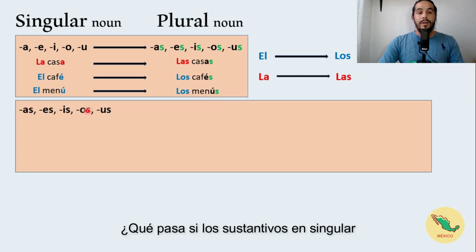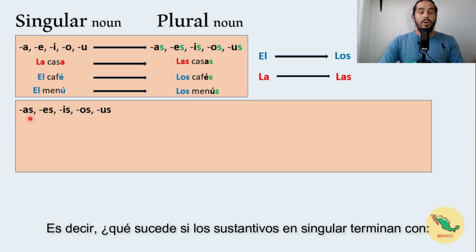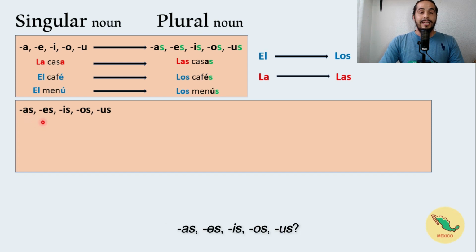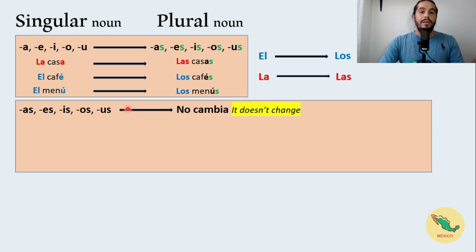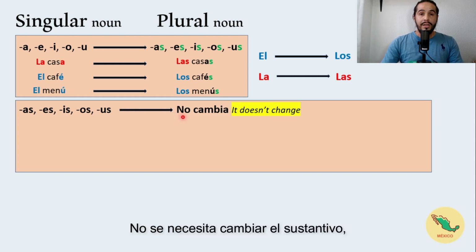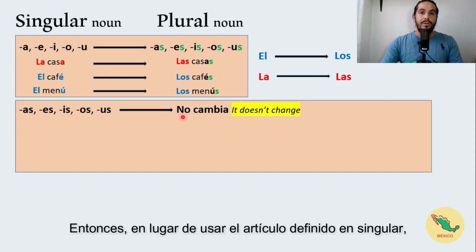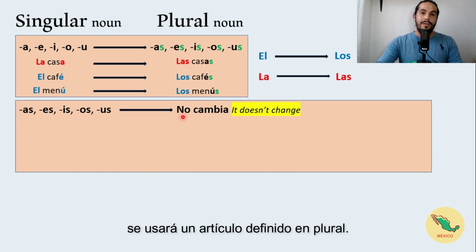What happens if the singular nouns already have the consonant s at their ends? So what happens if the singular nouns end with as, es, is, os, us? If you want to have their plural version, you need to do nothing. You do not need to change the noun. You will only change the definite article. So instead of using a singular definite article, you will use a plural definite article.